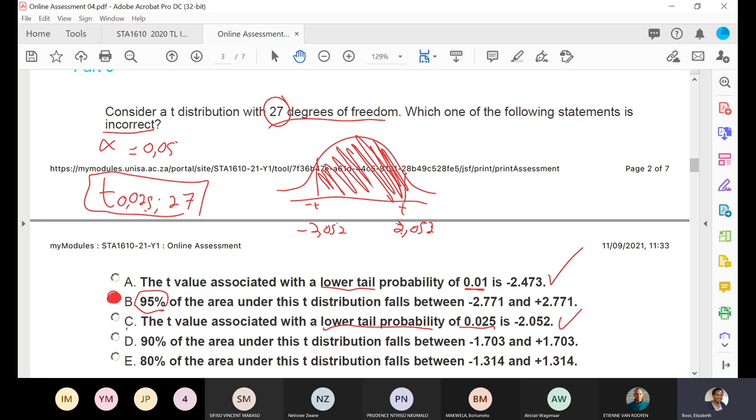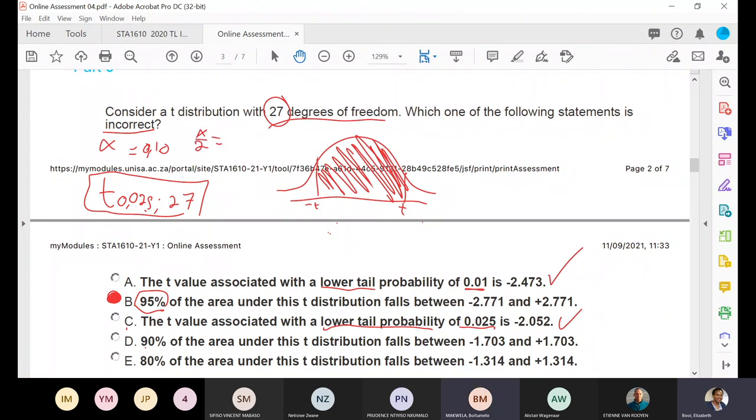Just to prove to you, because don't take my word for it and say, oh, you just want to give us that answer, let's look at number D and number E and see if that area is the same. So I'm just going to remove all these values that we have. The concept still works the same. So at 90%, what is alpha? Alpha at 90% is 0.1. Alpha divided by 2?